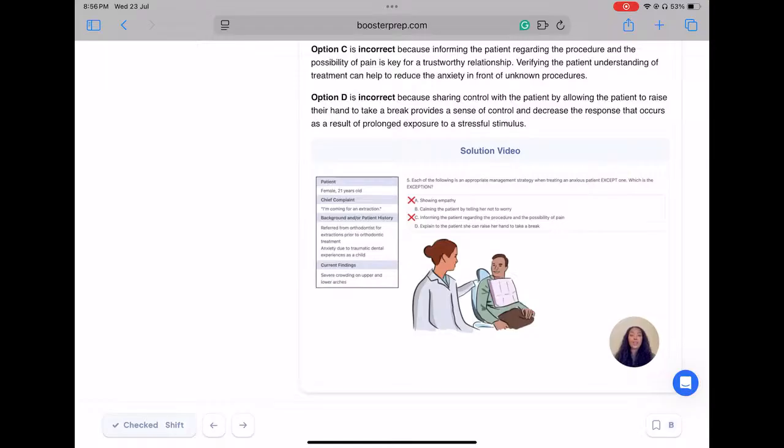So this is incorrect. Leaving us with option B, calming the patient by telling her not to worry. So this is actually going to cause false encouragement because you're not giving clear and specific information. You need to be honest and give your patient more information so you can help them have a clear and realistic expectation for the procedure. So because this is false, this would be the correct answer for this question.